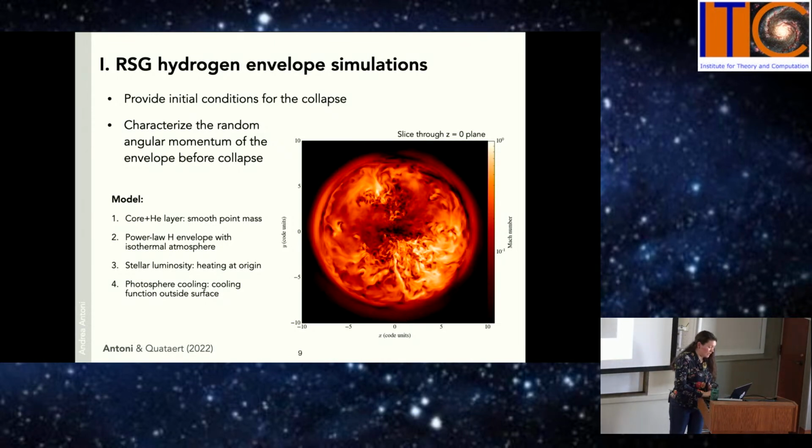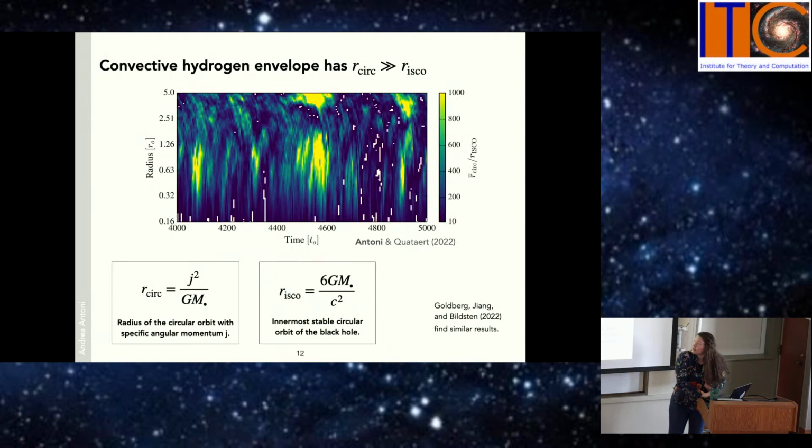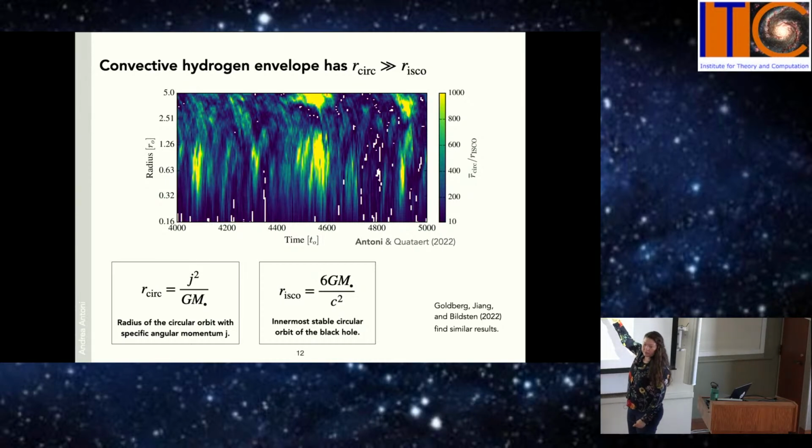Okay, so back to the space-time plot. This is radius as a function of time in the envelope, and each column in this figure is the specific angular momentum profile of the star. I've taken the mean angular momentum in each shell, and I'm plotting that as a function of radius at the time I took that snapshot. And I do that for every time that I have a snapshot for.